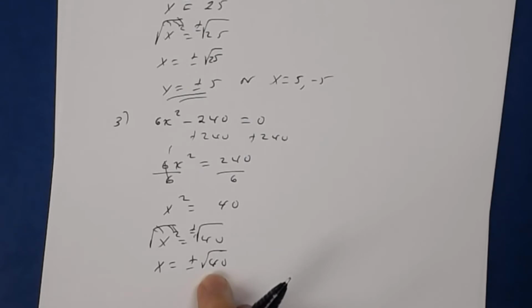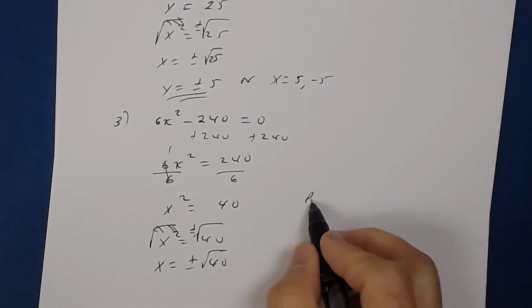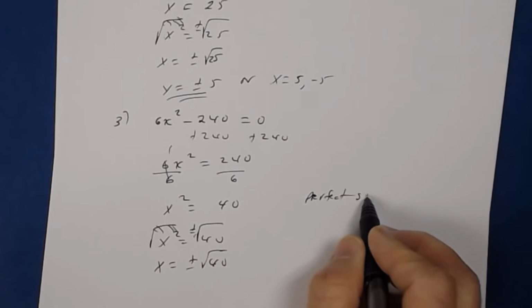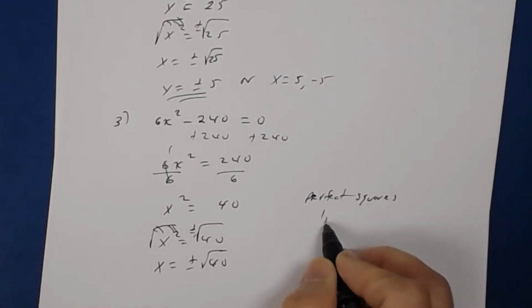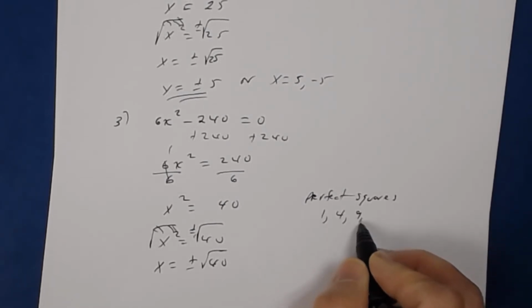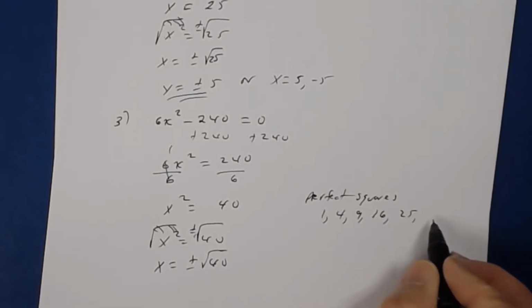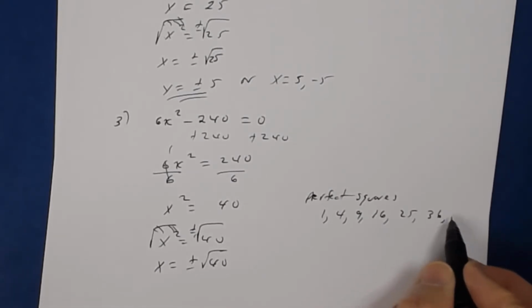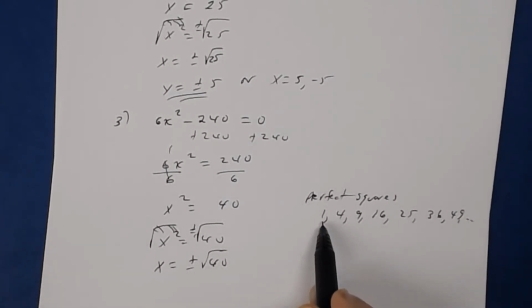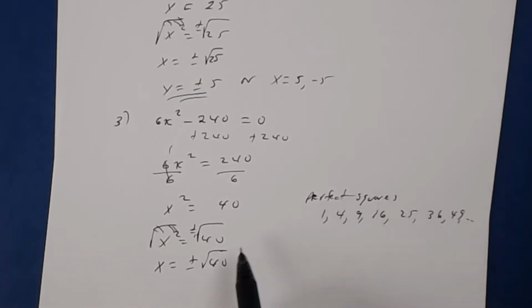The largest perfect square, remember your perfect squares are 1, 4, 9, 16, 25, 36, and so on. Okay? Because the square root of 1 is 1, the square root of 4 is 2, the square root of 9 is 3, the square root of 16 is 4, and so on. So those are your perfect squares. So besides 1, which goes in every whole number, which of these is the largest that would go into 40?